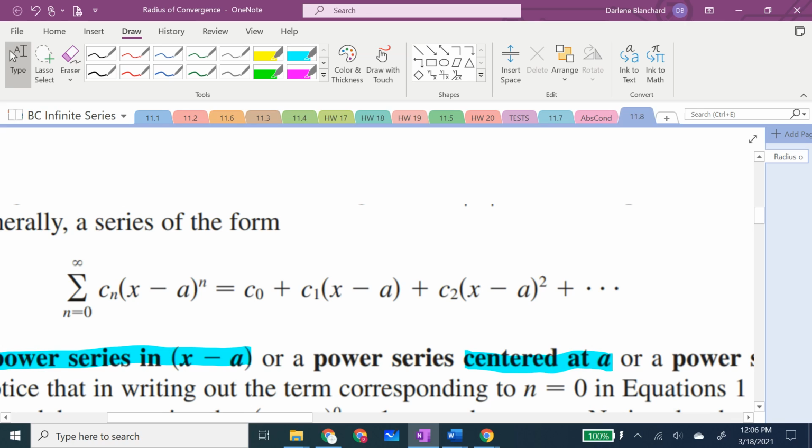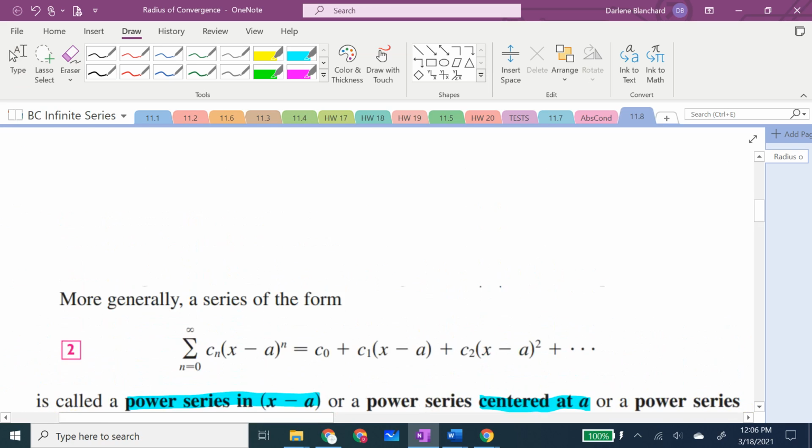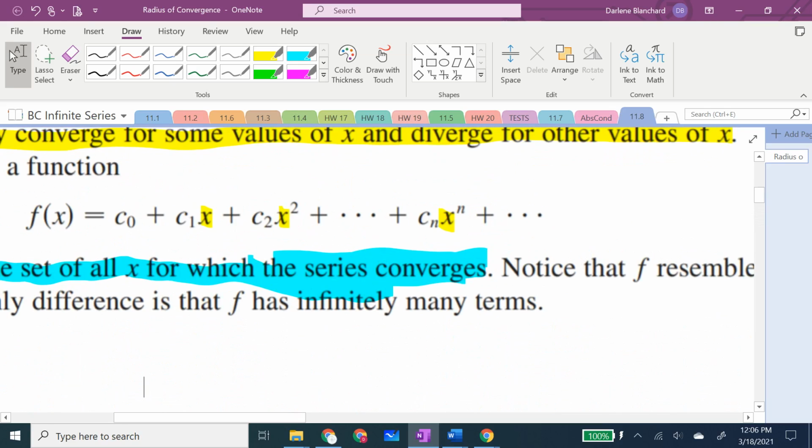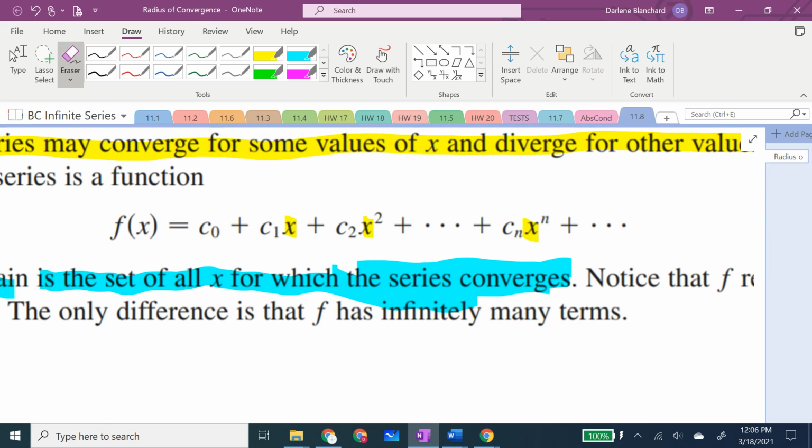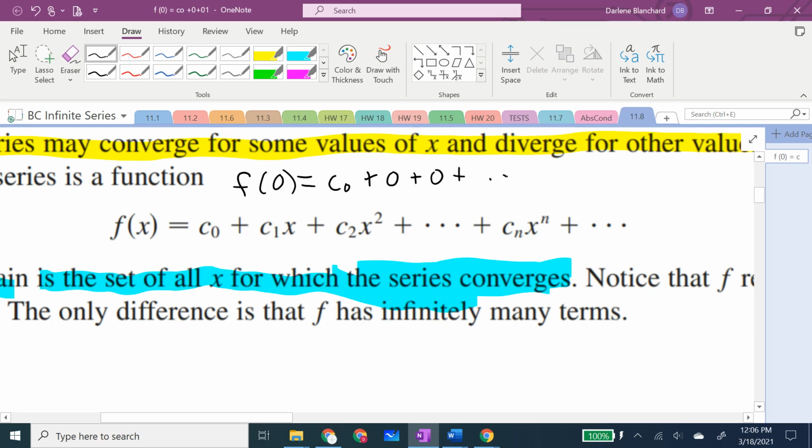The thing is, anytime you plug the center into your polynomial, and I'm going to also point out that when the center is 0, this is what you see. So if my center is 0 and I plug 0 in, I only get that constant term, and then from there I'm just adding 0. I will always get an answer when I plug the center in.